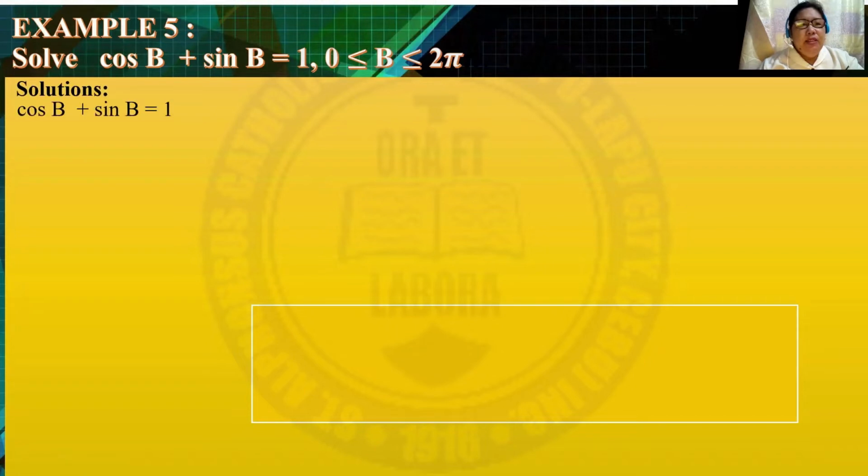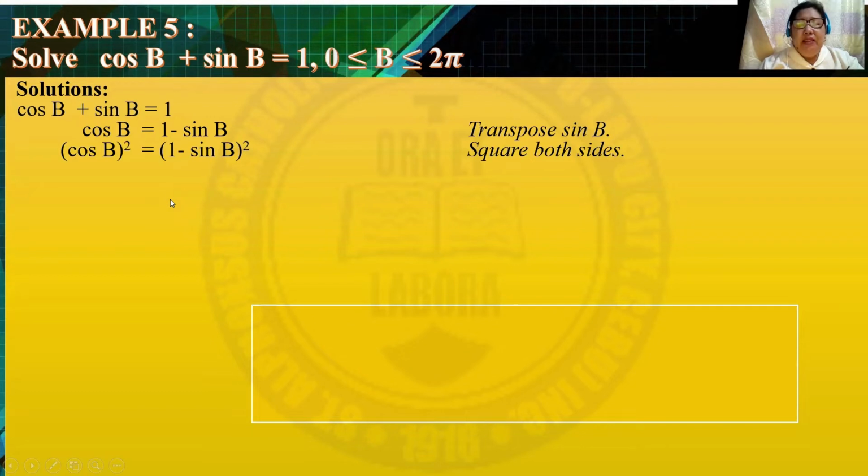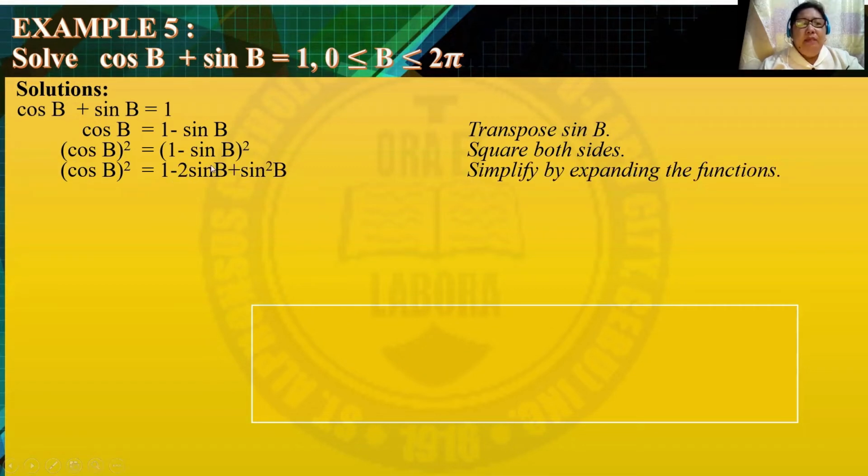For the solutions, copy first the given: cosine B plus sine B equals 1. Then, you may transpose sine B to the other side. So we have now cosine B is equal to 1 minus sine B. Then, you can expand the expression by squaring both sides. So we have now the square of cosine B equals the square of 1 minus sine B. Then, you can expand the other side. That is equivalent to 1 minus 2 sine B plus sine squared B.